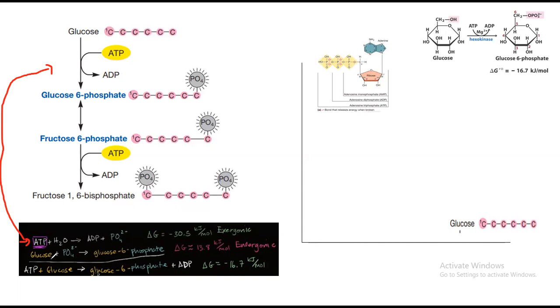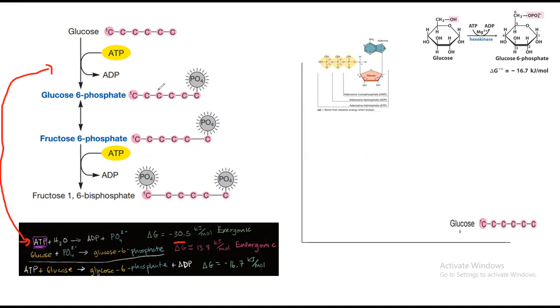So just look here: glucose plus phosphate gives glucose 6 phosphate. It is an endergonic reaction. If we want to give phosphate to the glucose, it should be endergonic. We have to provide the energy to attach phosphate to the glucose. So what happens? The ATP hydrolyzes and gives away 30 kilojoules per mole of energy.